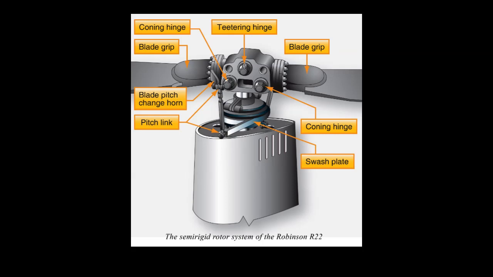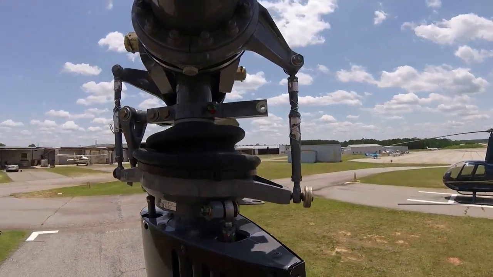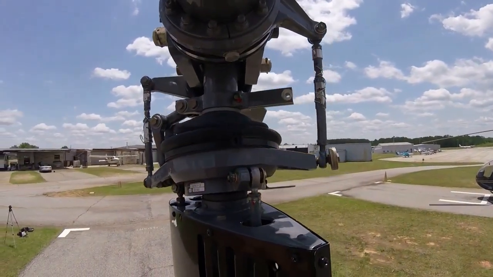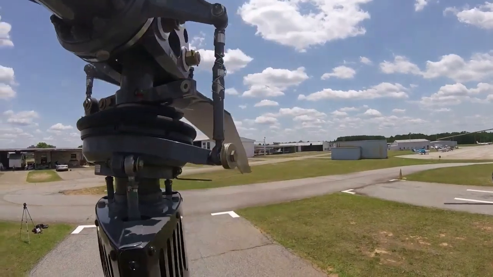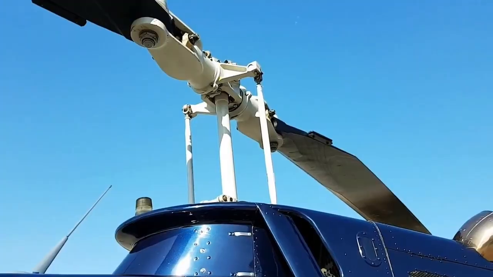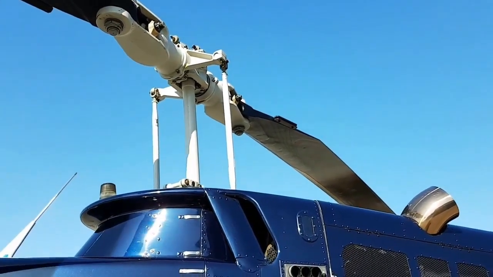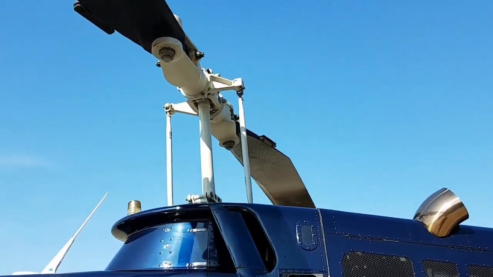The semi-rigid rotor system is used with a 2-blade main rotor. The blades are rigidly attached to the hub, with the hub and blades able to teeter like a seesaw. The teetering action allows the blades to flap, with one blade dropping down while the other blade rises. The blades are able to change pitch independently of each other.